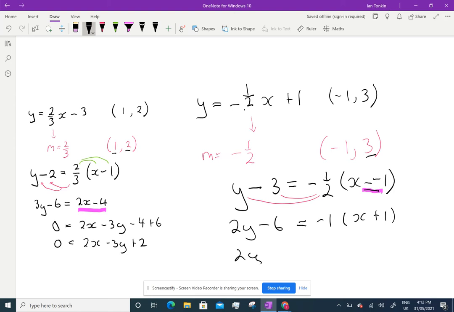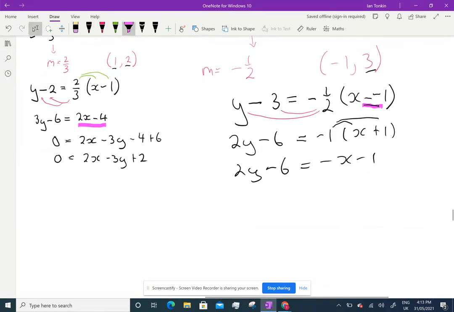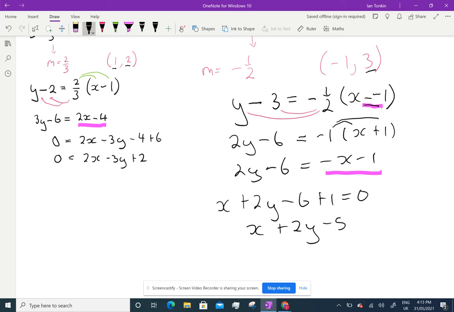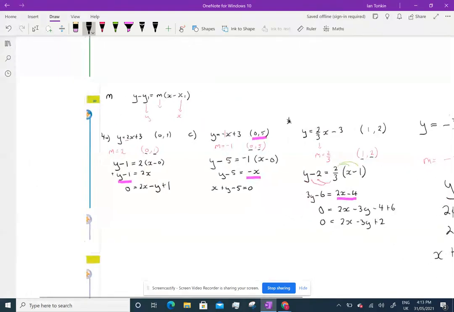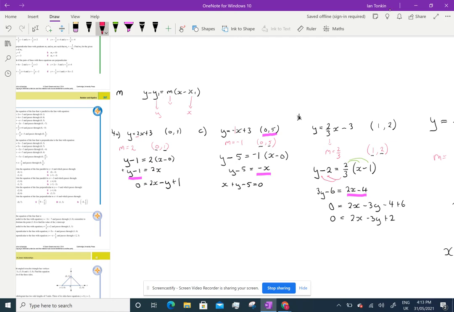So I get 2y minus 6, and now I'm going to multiply the minus through here, minus x, minus 1. This time, the x is negative, so I'm bringing it over. I add the x, plus 2y. Now I've got minus 6, and I'm going to add that 1. So my final answer is x plus 2y minus 5 equals 0. So it's pretty easy, as long as you've got a gradient and an x and a y value.